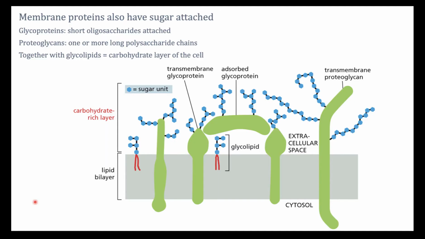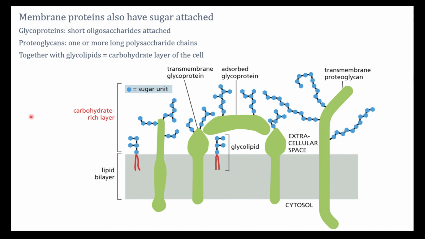Another aspect of membrane proteins is, like glycolipids, they can have sugars attached. And there are two categories of membrane proteins with attached sugars. The first being glycoproteins. Here is a transmembrane glycoprotein with short oligosaccharides attached. And here is a transmembrane proteoglycan. It's also a protein with attached carbohydrate chains, but these have one or more long polysaccharide chains.